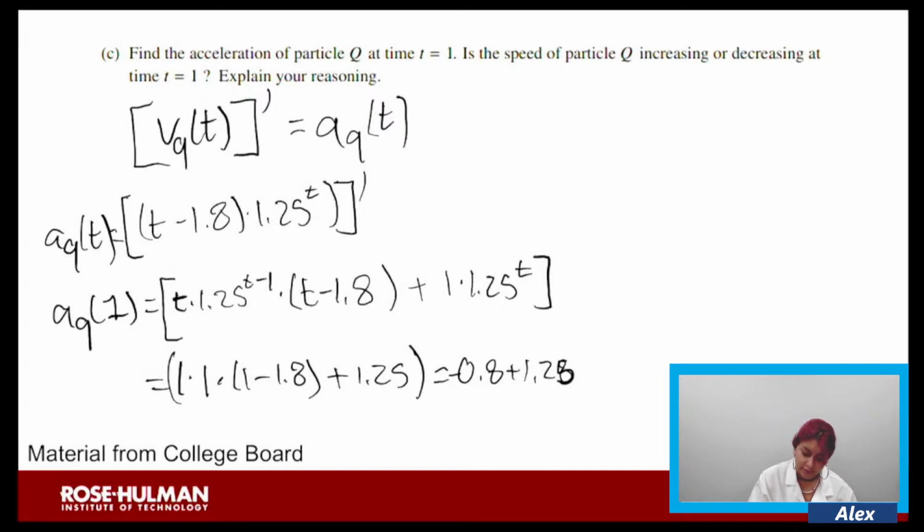You could also plug this into your calculator and find that your answer is approximately 1.027 or 1.026, depending on how you round it, at time equals 1.